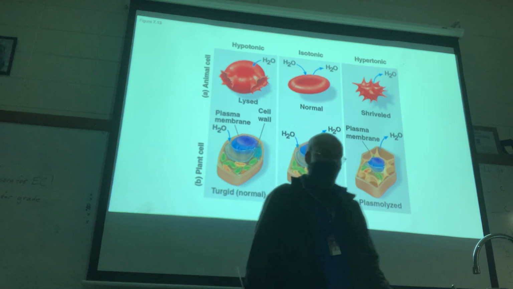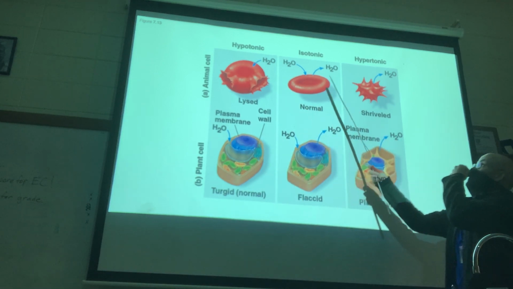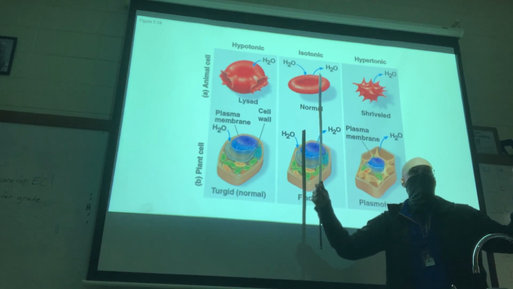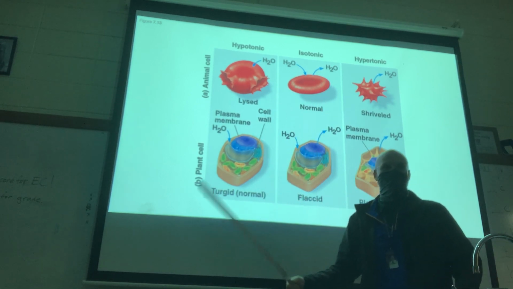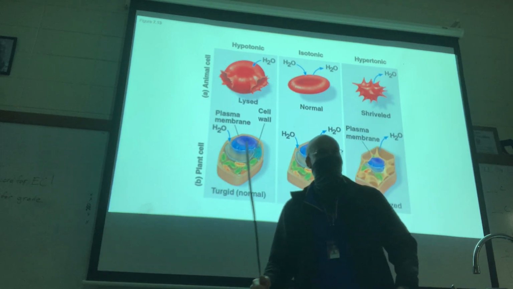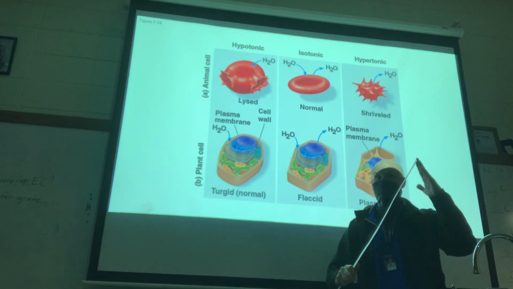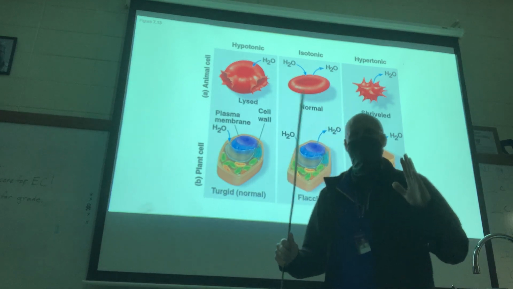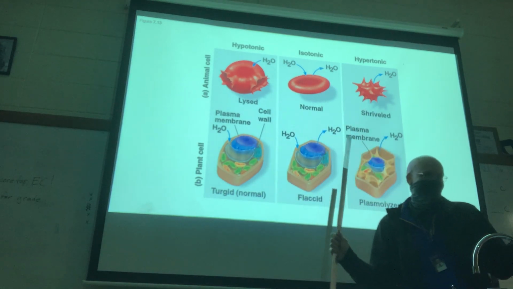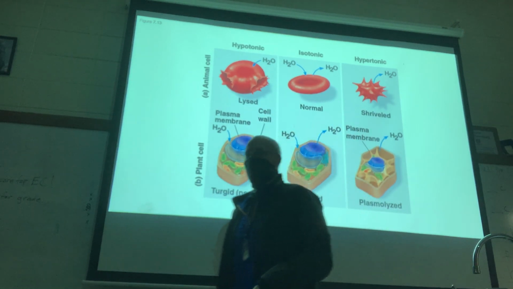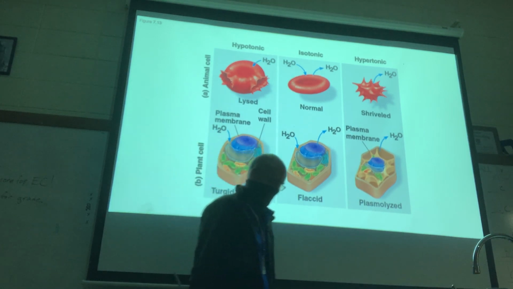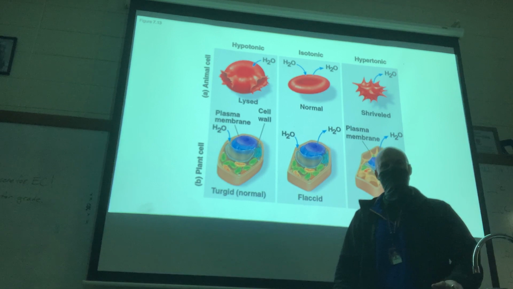Okay, now isotonic. Iso means, well, what's an isosceles triangle for you geometry folks? Two sides are equal. Is it two, or is it all three? No, two sides are equal. Iso means equal. Almost messed up my own example. An isosceles triangle has something that's equal.